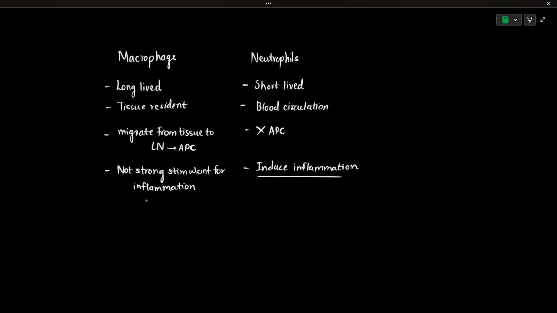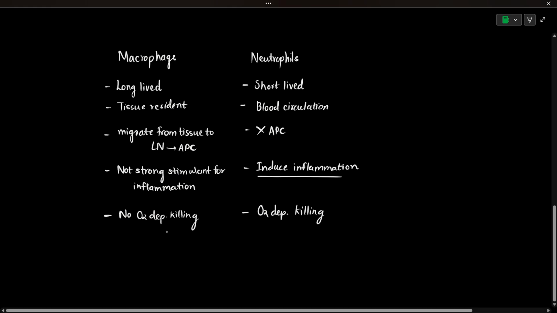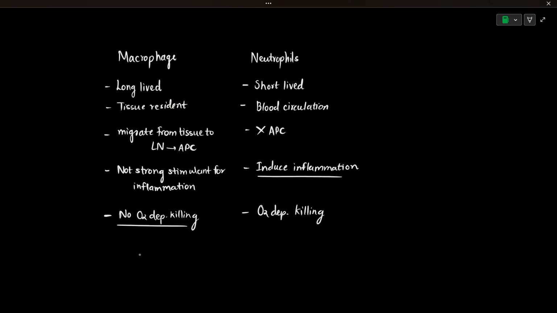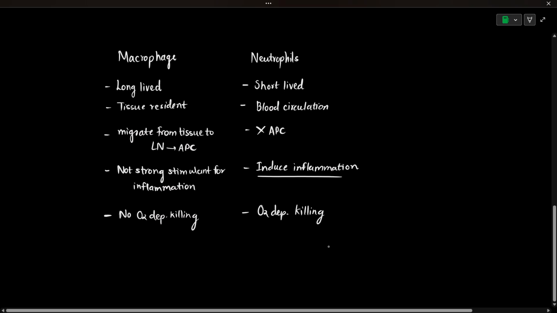The macrophages are phagocytic cells, but as I already told you, they are not that aggressive because there is no oxygen dependent killing. Whereas the neutrophils use oxygen dependent killing. They use ROS production for killing the pathogen, and that is why they are very aggressive. The phagocytic capacity of macrophages is very high, but they do not use oxygen dependent killing like the neutrophils. They do not use ROS production for killing the pathogens. So these are the differences between macrophages and neutrophils.